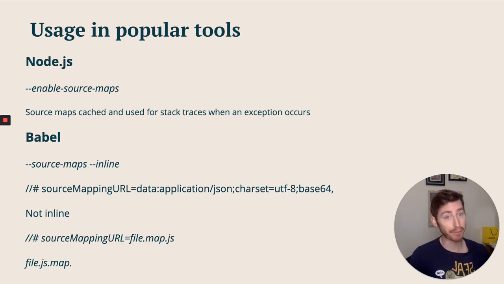So, usage in popular tools. In Node.js, using the flag enable source maps, source maps are cached and used for stack traces when an exception occurs. So very useful for server debugging.